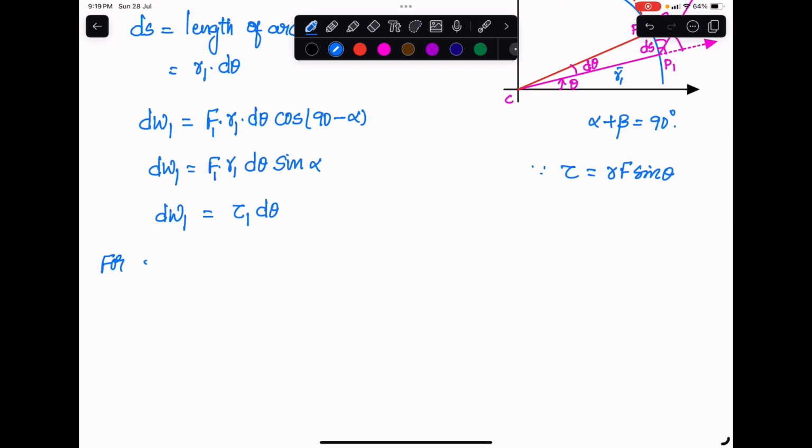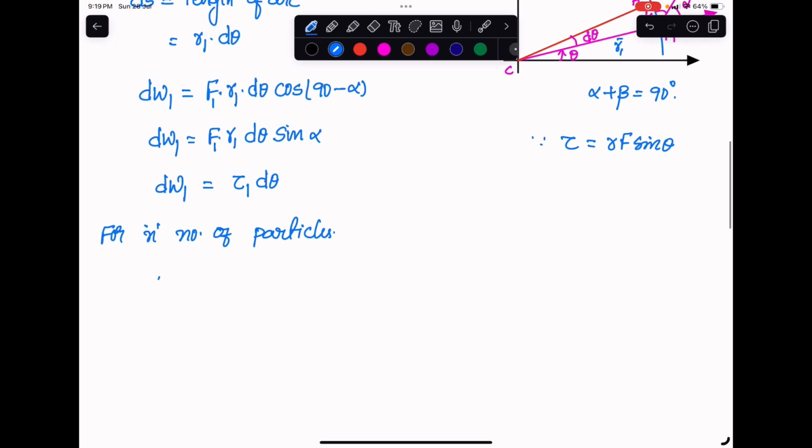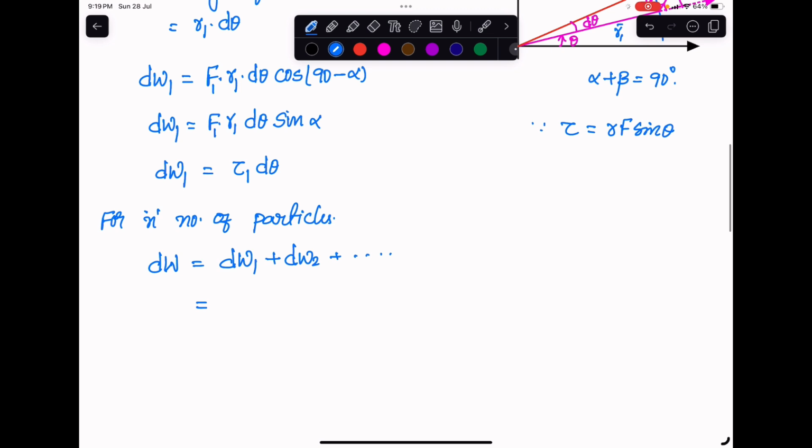So for n number of particles, the work done on it by the force F is given by total work done dW equals dW1 plus dW2 plus so on, right? And as it is a rigid body, every particle will undergo equal angular displacement.